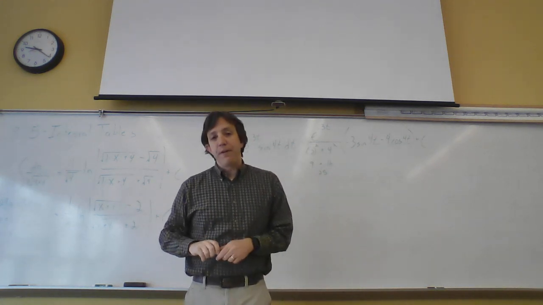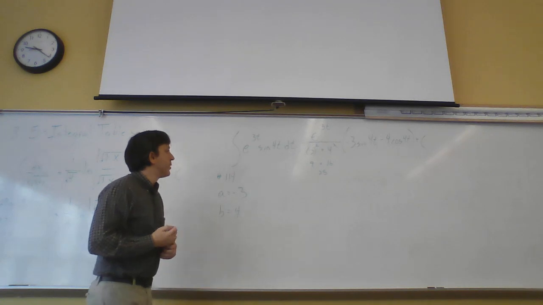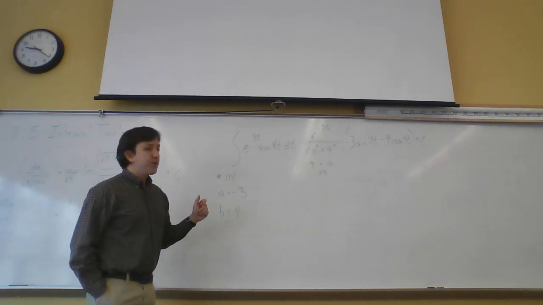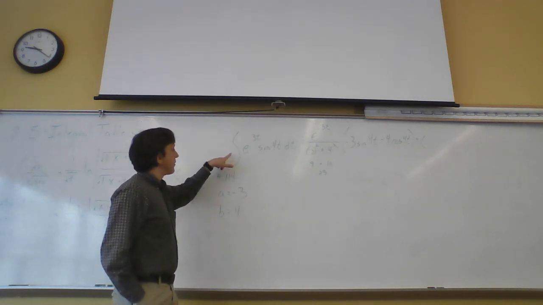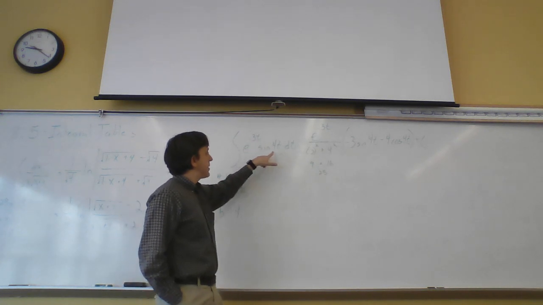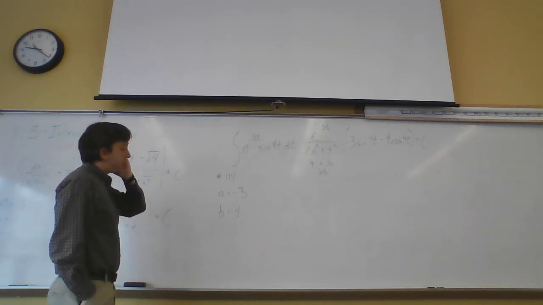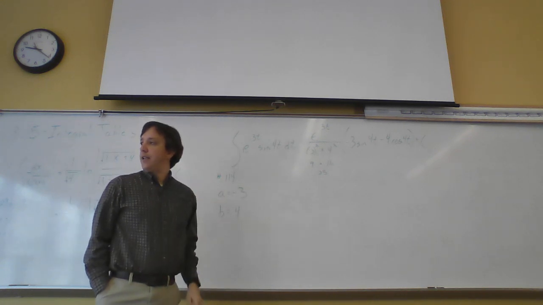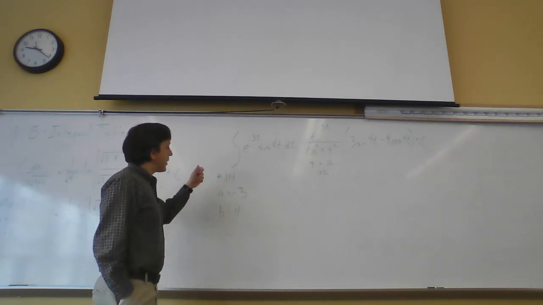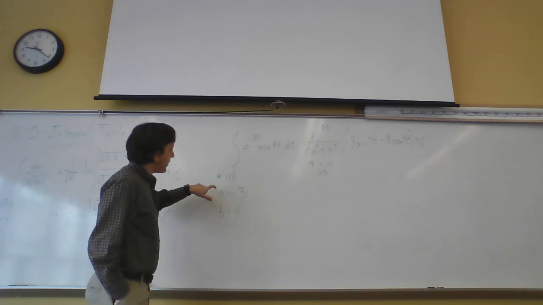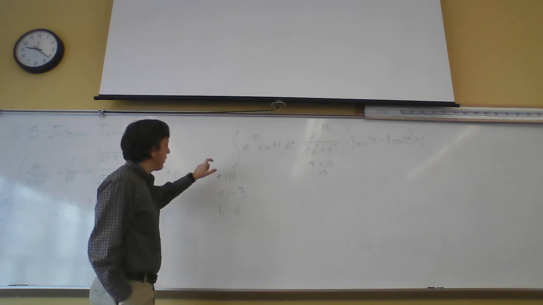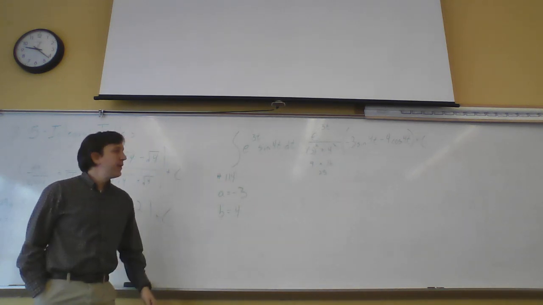So that was pretty straightforward. We didn't have to do anything weird with it. This one's also not too bad. We have the integral of e to the negative 3t sine of 4t dt. We can do this using some really fun integration by parts, or we can use the table in the back with a as negative 3, b as 4, and number 114.